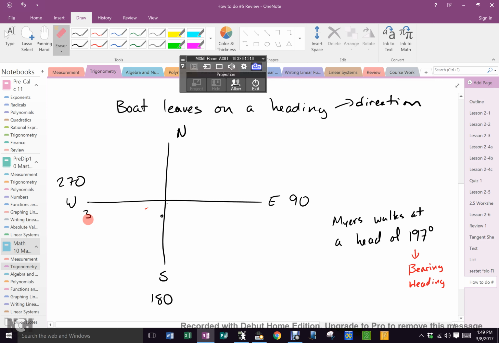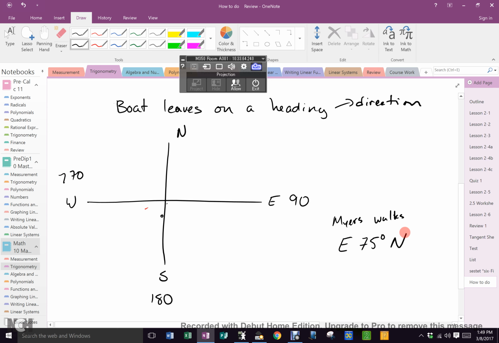So if I told you that I walked, instead of a degree, now I'm telling you I am walking east 75 degrees north. What do you think that means? Because I haven't taught you. Read that, talk to your neighbor, see if you can figure out what direction you think that means. And you don't need to write any of it down because it's all just northeast, southwest.